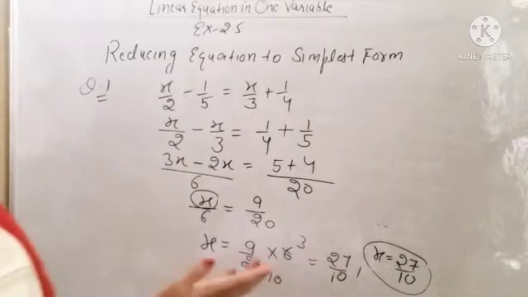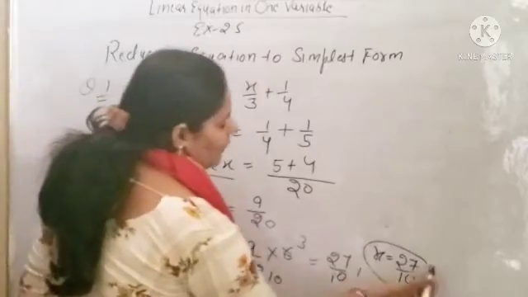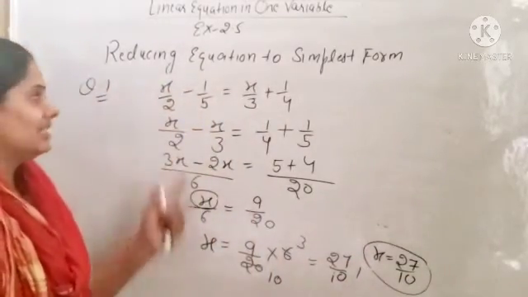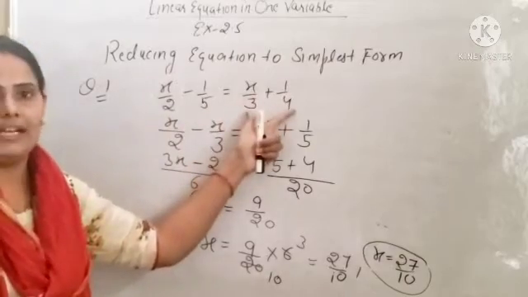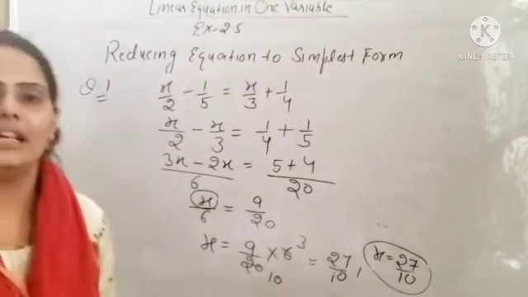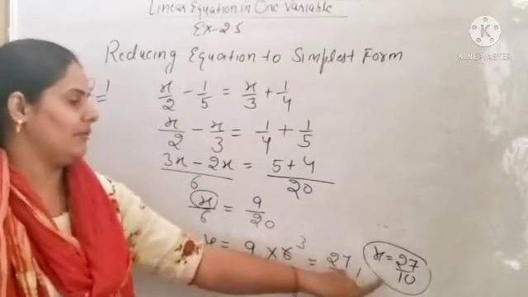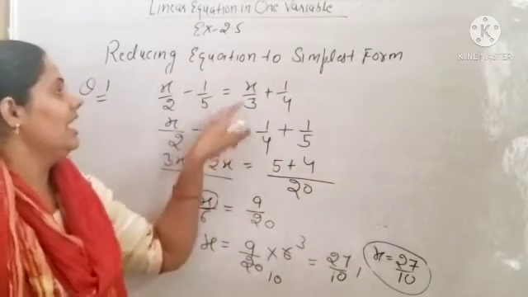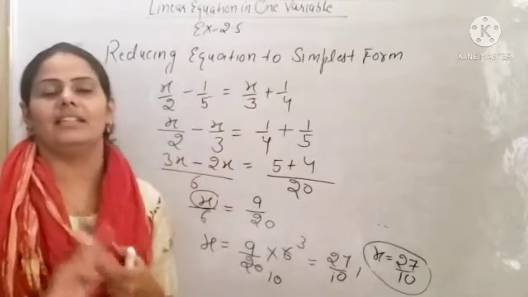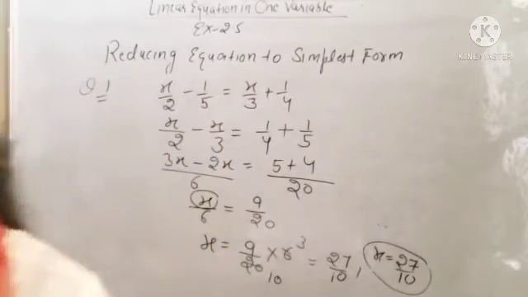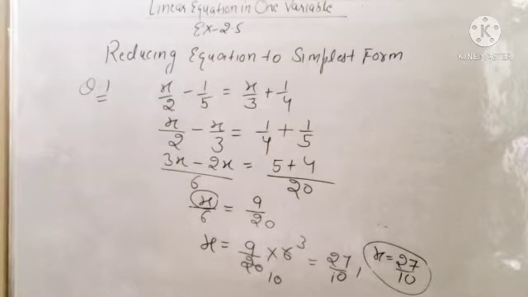You can verify your answer. Simply put the value of x in the question, at the place of x, and find out the answer. If the left hand side is equal to the right hand side, you can say yes, your answer is correct, otherwise it will be wrong. So simply, how will you verify? Put the value of x in the question, and if you get left hand side equal to right hand side, it means your answer is correct, otherwise it will be wrong. So like that you have to solve the questions. Okay, now the second question.